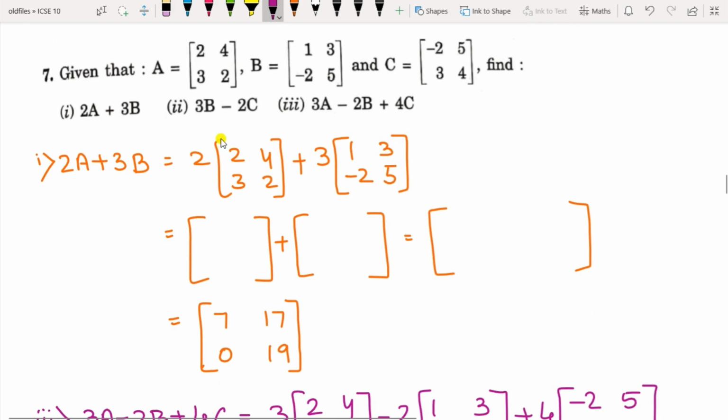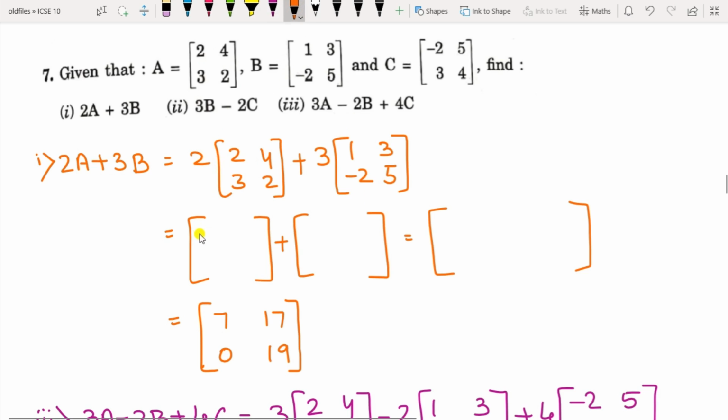The next question here is: A, B, C are the given matrices. You have to find 2A plus 3B, 3B minus 2C, and this equation, that is 3A minus 2B plus 4C. So whatever is asked, you write it and write the matrix in place of the alphabets. So matrix A as 2, 4, 3, 2, matrix B as 1, 3, minus 2, 5. Okay. Now multiply these two inside the bracket here.